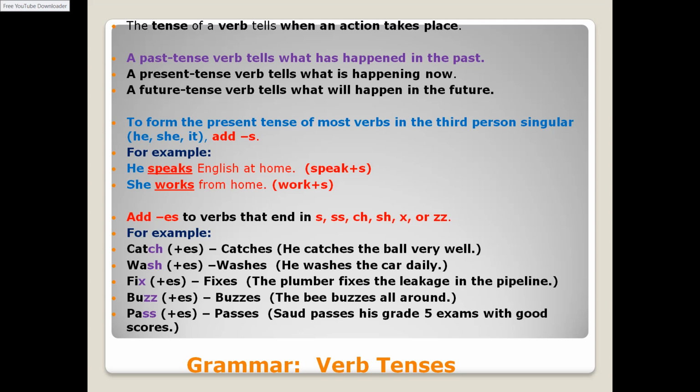Another example which ends with ss is pass. We add es to this verb to make it a present tense verb. Now the present tense verb for the verb pass becomes passes. We have an example. Saud passes his grade 5 exams with good scores. So we hope you all understood how we are going to create the present tense verbs.